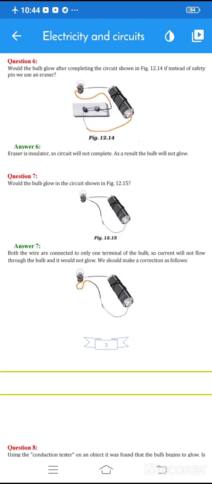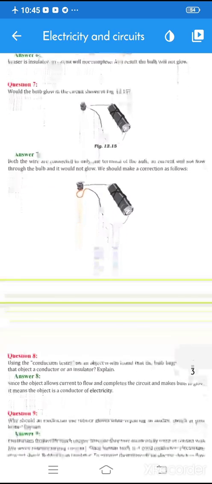But in place of the safety pin, where the two drawing pins are made to touch with a safety pin, if we use an eraser, does the switch make the electric current pass through? Not at all. An eraser is an insulator, whereas a safety pin is a metal, so it is a conductor of electricity. Since the eraser is made up of rubber, the circuit will not be completed, and as a result, the bulb would not glow. Now let's go for question number 7.